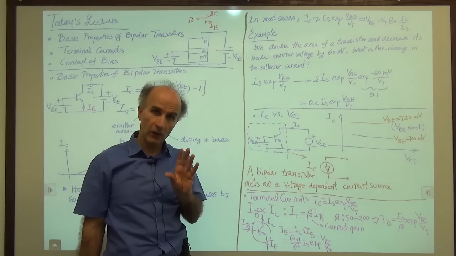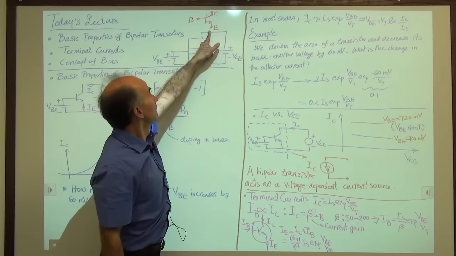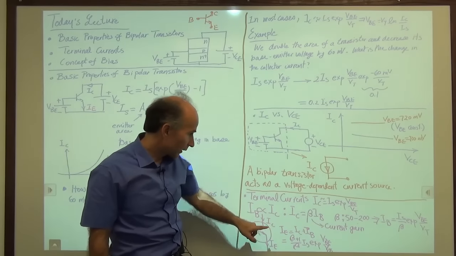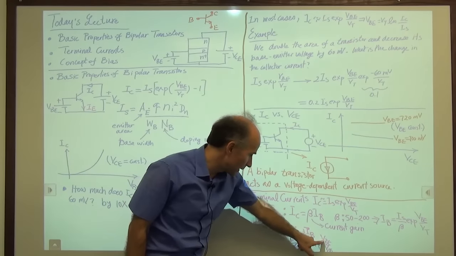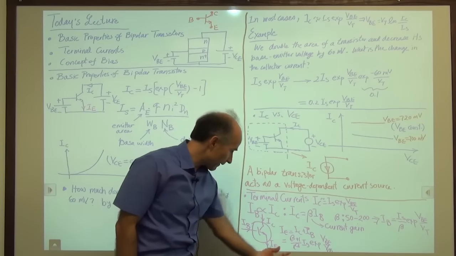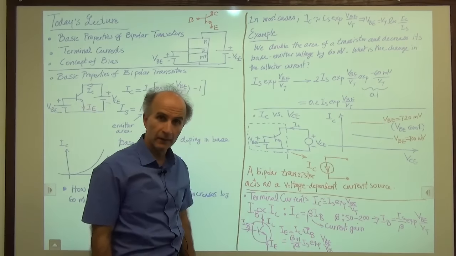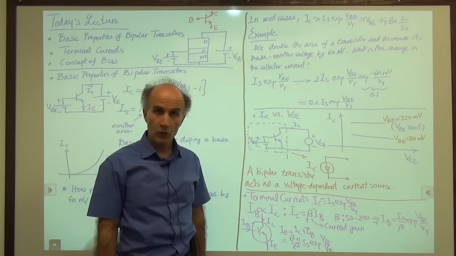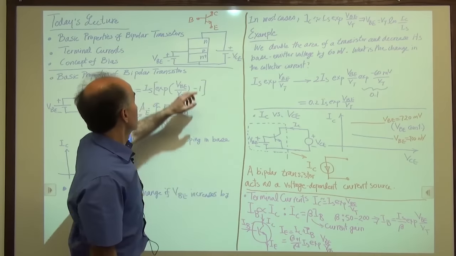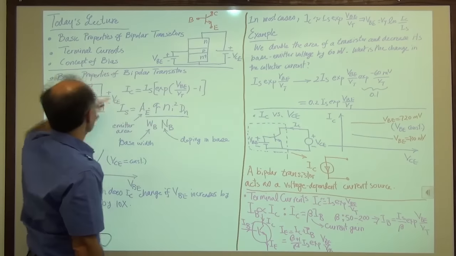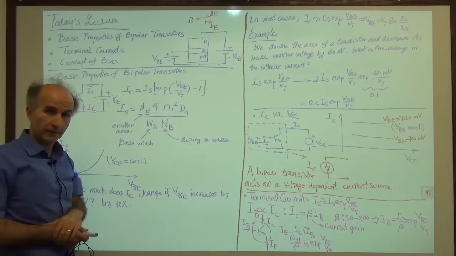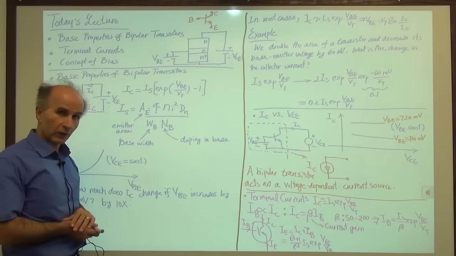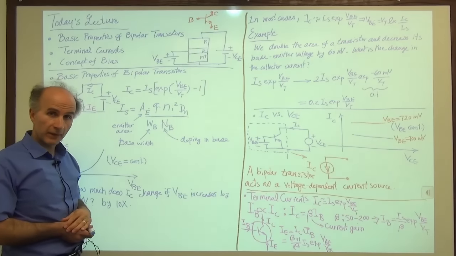So how different are the collector current and the emitter current? Not much different, because we see that the collector current is just IS exp of VBE over VT. The emitter current has this factor, (beta plus 1) over beta. For example, if beta is 100, this is 101 over 100, very close to 1. So we often assume that the collector current is approximately equal to the emitter current. This current and this current are very close to each other. It's a very good approximation in most cases, and it greatly simplifies our work. So from now on, in most cases, that's what we will do.